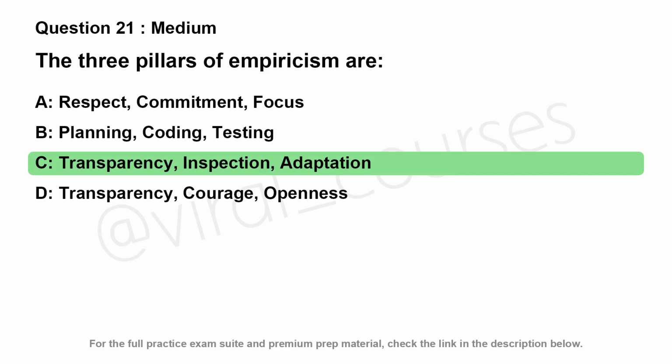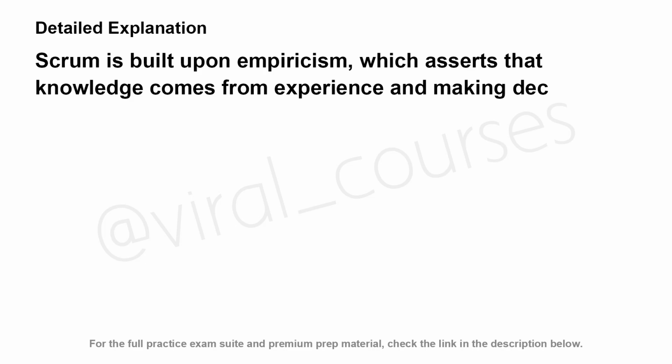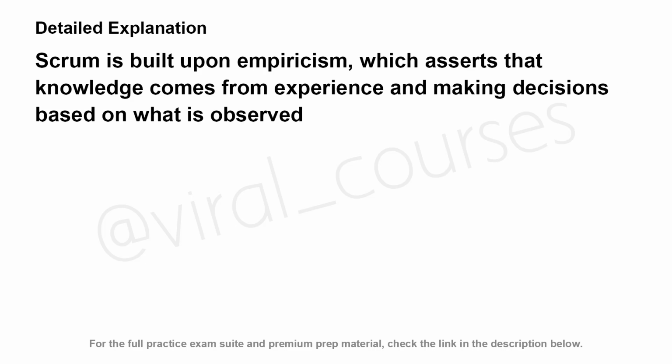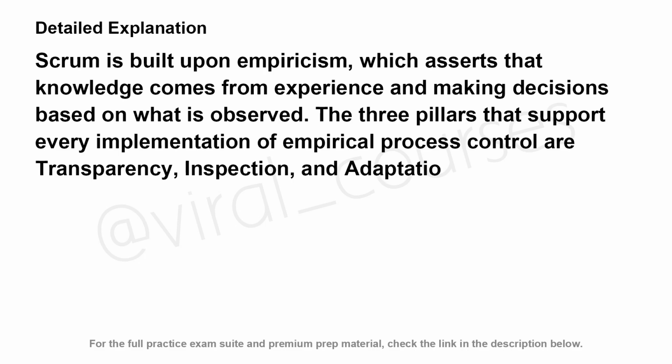The correct answer is C. Scrum is built upon empiricism, which asserts that knowledge comes from experience and making decisions based on what is observed. The 3 pillars that support every implementation of empirical process control are transparency, inspection, and adaptation.